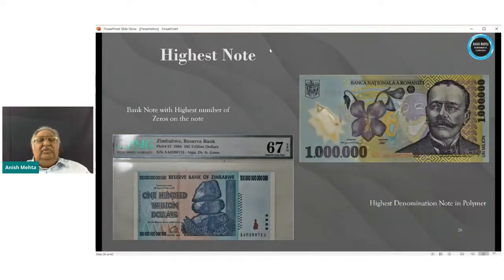These are also some of the highest notes. The Zimbabwe note, as I mentioned earlier, is 100 trillion dollars, which has the highest number of zeros shown on the banknotes. The Romanian note, which has been shown here, of 1 million, is the highest denomination note on polymer.